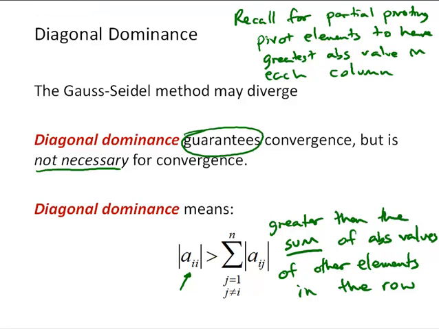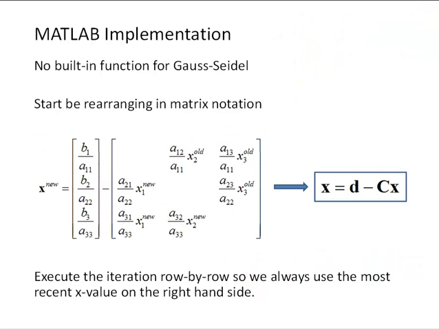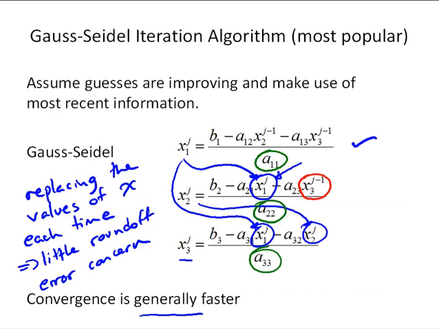So let's look at how we can implement this in MATLAB. There's no built-in function for Gauss-Seidel, so we need to write our own iteration scheme. And so we can do that, and we'll start by rearranging our earlier algorithm in matrix form. So all I've done is rewritten this algorithm here, this expression here, in matrix form as b minus some b divided by those diagonal elements minus some matrix. So let's look at what that matrix is.